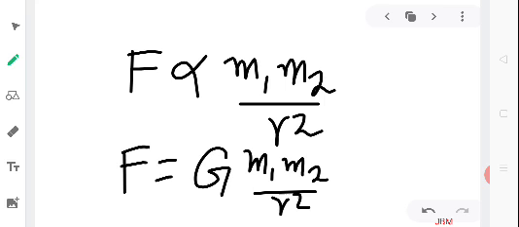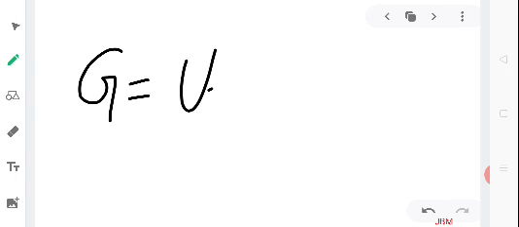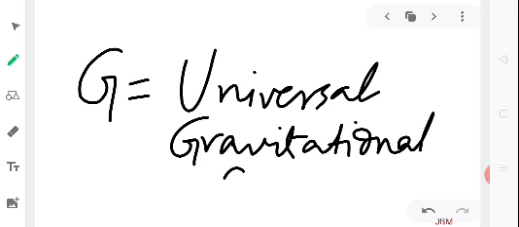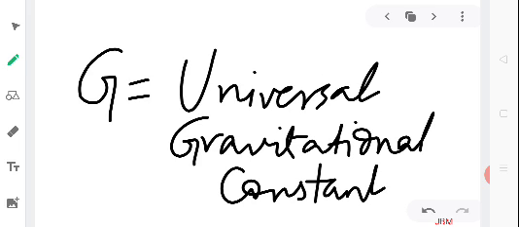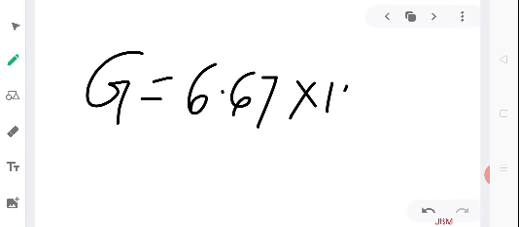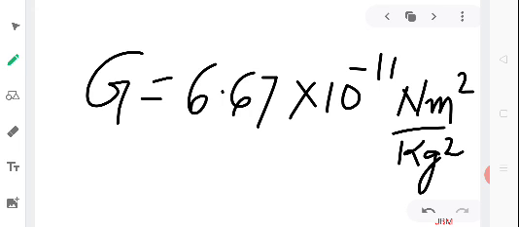Now since this law is applicable to all the objects present in this entire universe, that's why this law has so much importance, and it is called the universal law of gravitation. I would like to tell you once more that G is called the universal gravitational constant, and it has a value of 6.67 into 10 to the power minus 11 Newton meter square per kg square. This is the numerical value for the universal gravitational constant.